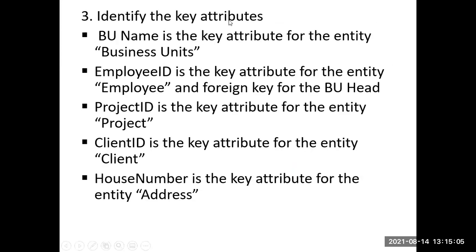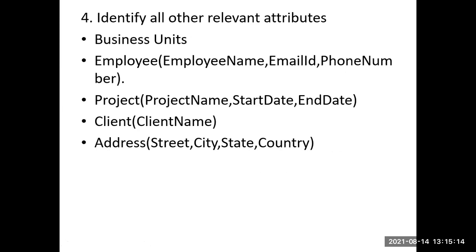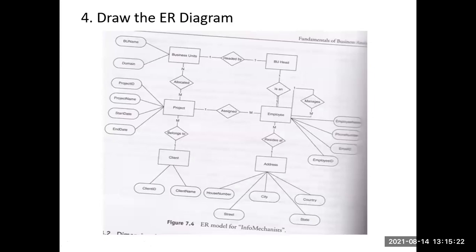Then after that, you are supposed to find out the key attributes, like which key is going to be the primary key and which key is going to be the foreign key here. Then find out all other relevant attributes apart from the decision taken for the primary key and foreign key. And finally, you are supposed to draw the ER diagram also.